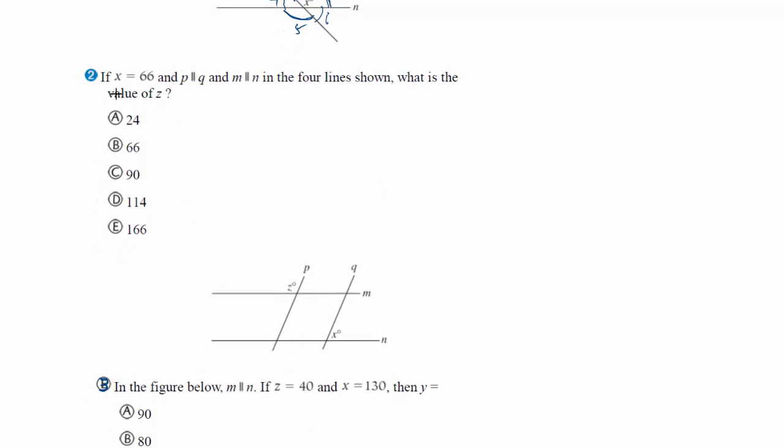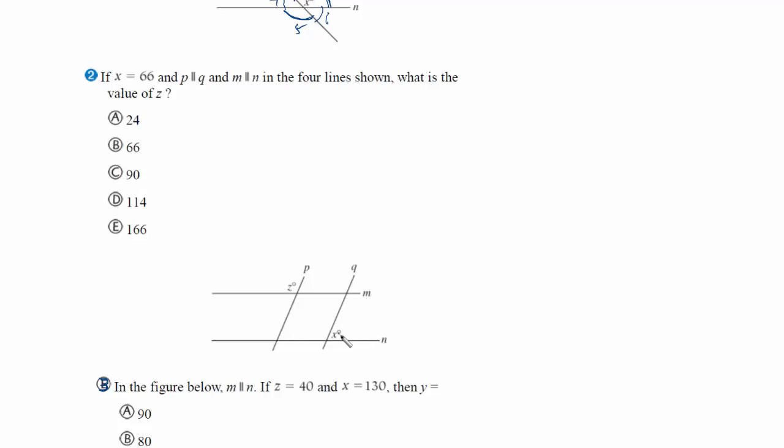Question number 2 is saying that x is equal to 66, and m is parallel to n and p is parallel to q, are the four lines shown. They are given here, so we don't need to make the figure, right? If you're not given the figure, then you have to make one to make it easier. So here m is parallel to n, and p is parallel to q. There are four lines and they are intersecting each other. What is the value of z?